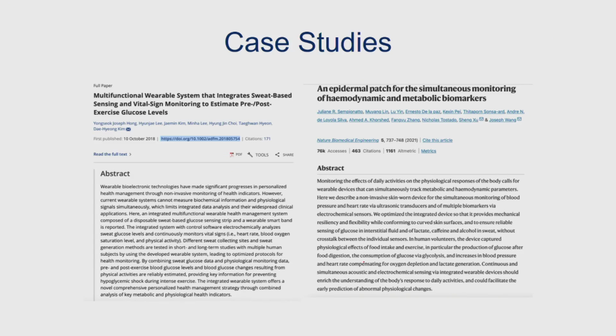So you can see they're looking at consumption of glucose via glycolysis, and they're looking at oxygen depletion and lactate generation as well. This is a good continuous and simultaneous acoustic and electrochemical sensing. So they're also using acoustic sensors there. Those are more physical sensors, right? Surface acoustic waves. They use them more for acoustic sensing, and these are integrated wearable devices which should enrich and help us understand the body's response to daily activities, again for prediction of abnormal physiological changes, right?